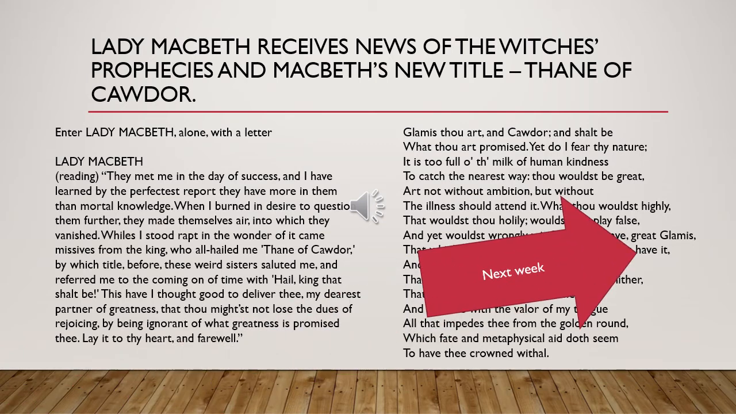The second extract we are going to look at this week is when Lady Macbeth is on stage for the first time and she reads aloud Macbeth's letter. The letter details the meeting with the witches and then the fact that the first prediction, that he would become Thane of Cawdor, comes true quickly after their meeting.